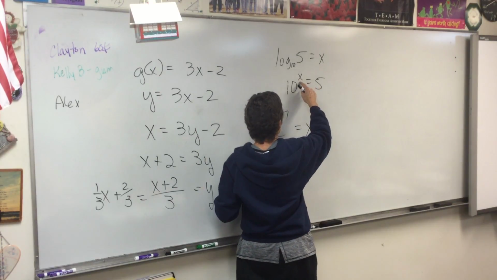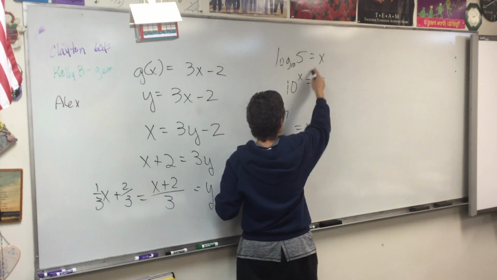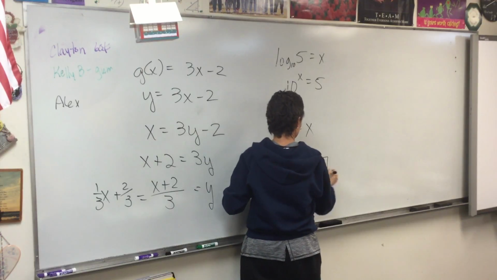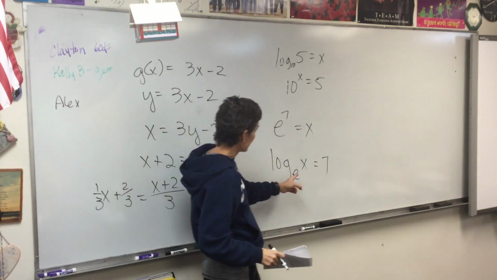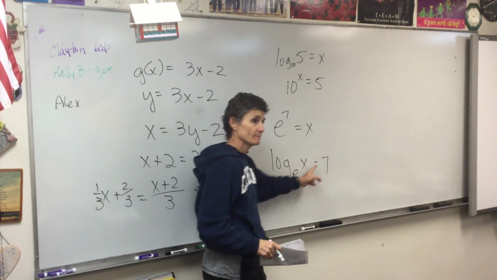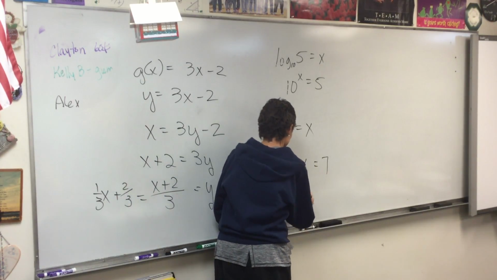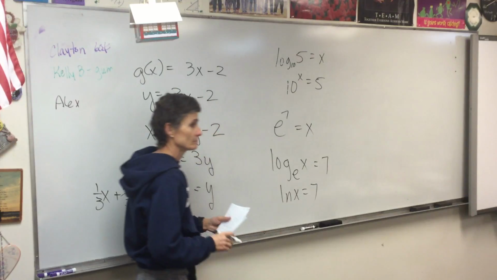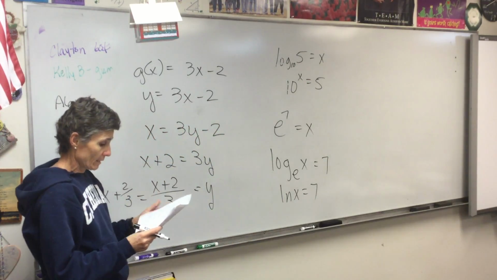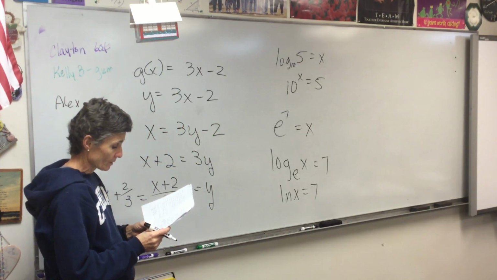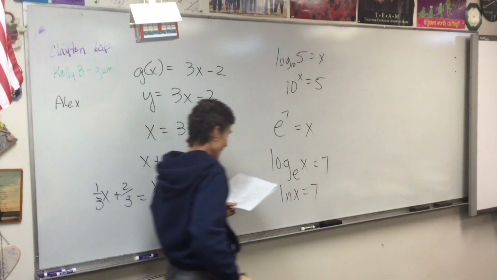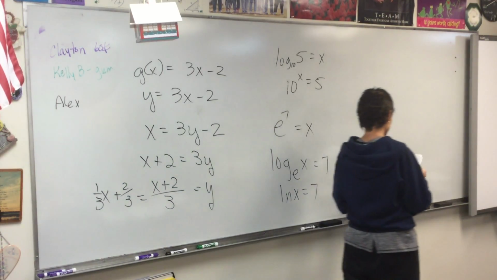Okay, see that x right there was an exponent, so that 7 is going to be over here. Does this say e to the 7th equals x? And you might want to write log base e as ln. ln x equals 7.